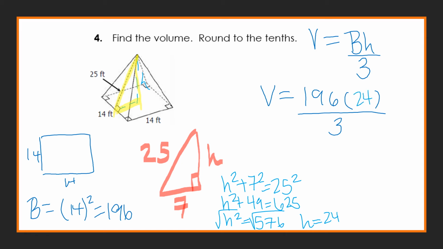So to find the volume, we take the area of the base, which was 196, and the height of the pyramid, which we just found was 24. We'll multiply these together, and then divide by 3. So our volume is going to be 1,568 feet cubed.